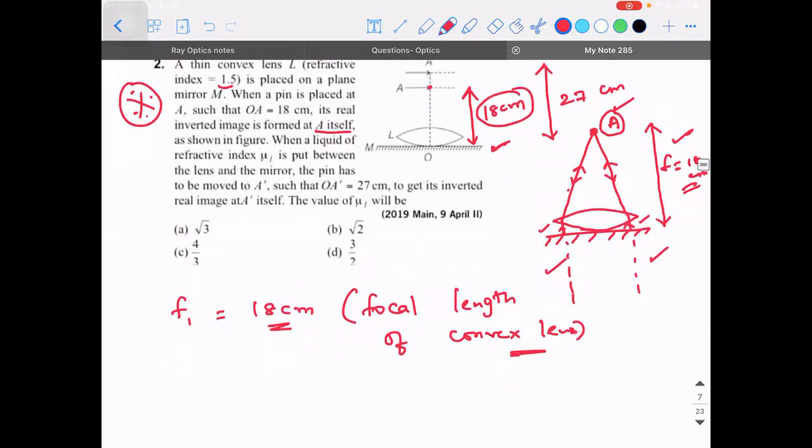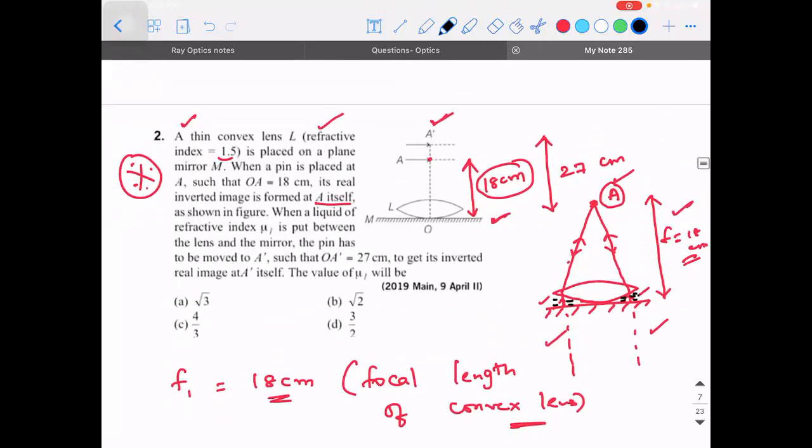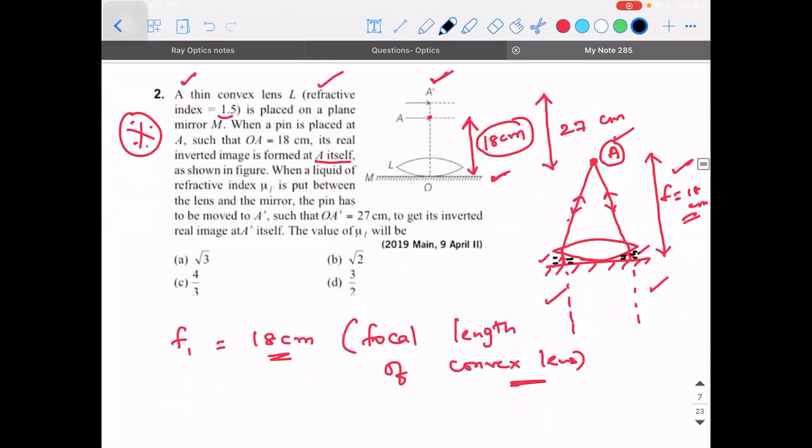Initially it was air medium that was present. Now a liquid is dropped. We don't know what that liquid is. Our work is to find the liquid's refractive index. When you do this experiment in the lab, there you will generally use water. Okay, so let's see what exactly is happening. Now tell me, after the liquid is dropped, where is the final image formed? At 27 centimeters with respect to the mirror.